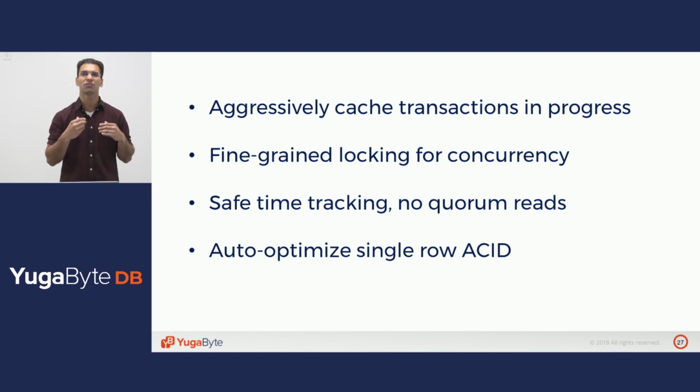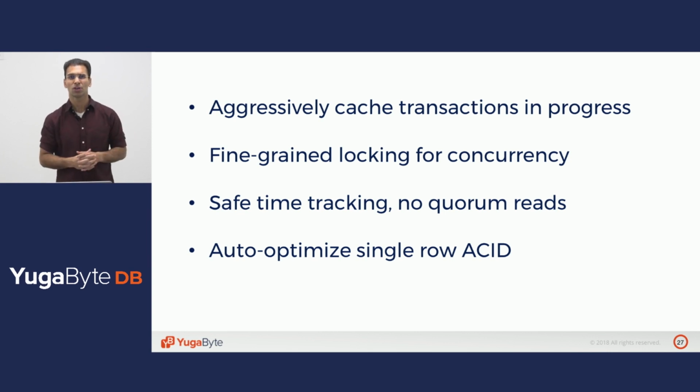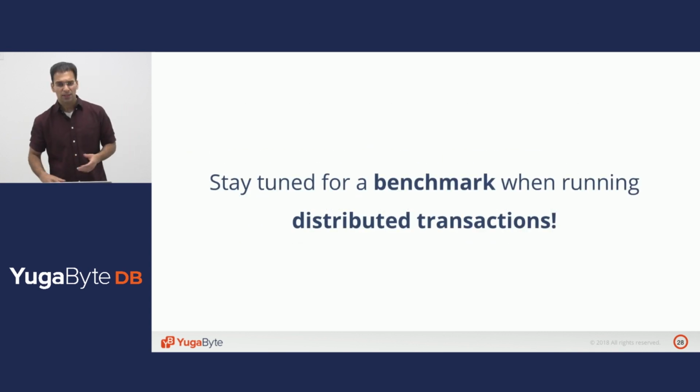But the point is, for every read issued by the user, if you want to know the authoritative value of a single key value, we do not issue a quorum read. We just go and read it from the leader. And finally, we auto-optimize single row ACID transactions to be extremely fast, while distributed transactions have consistency. Okay, stay tuned for benchmark results. We're working on these. We have some exciting results to share with you on the performance of distributed transactions.